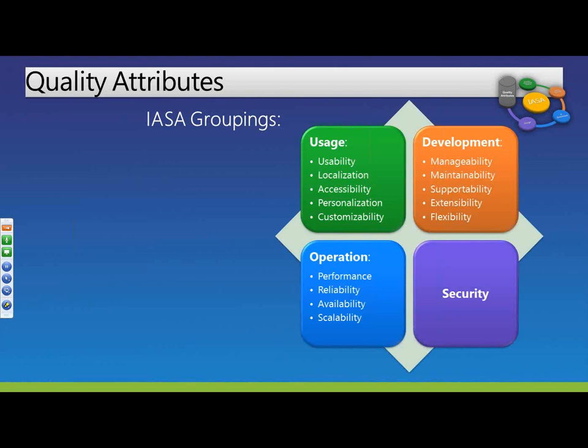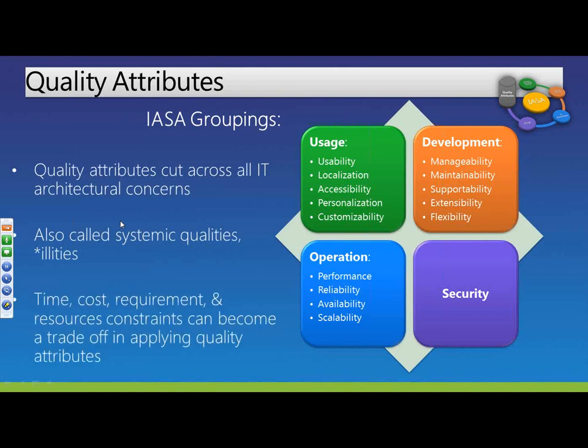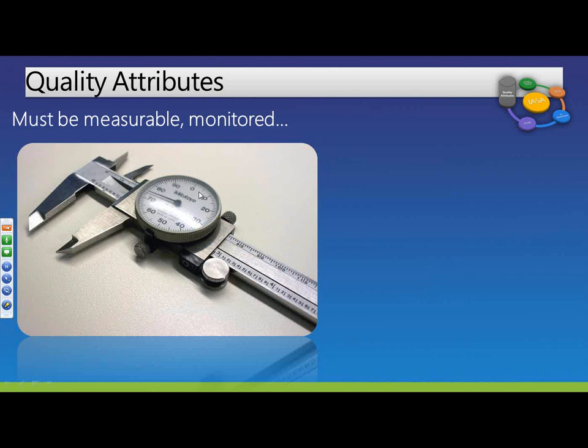But if I look at usage, I'm looking at my user experience, localization of the languages that I have to support. How easy is it to access? Can I personalize it or customize it? On the development side, I've got to manage it, maintain it, support it. How extensible and flexible is it? And on the operations side, how is its performance? Am I monitoring its performance? Is it scalable? How available is it? Is it reliable? And this gets into where you can put various qualities as attributes around your solution. But the key is they're cross-cutting, they're systematic, but there are going to be constraints against all of these things, and you have to do trade-offs. And we actually have a matrix, I'll show you in just a second, on these trade-offs.